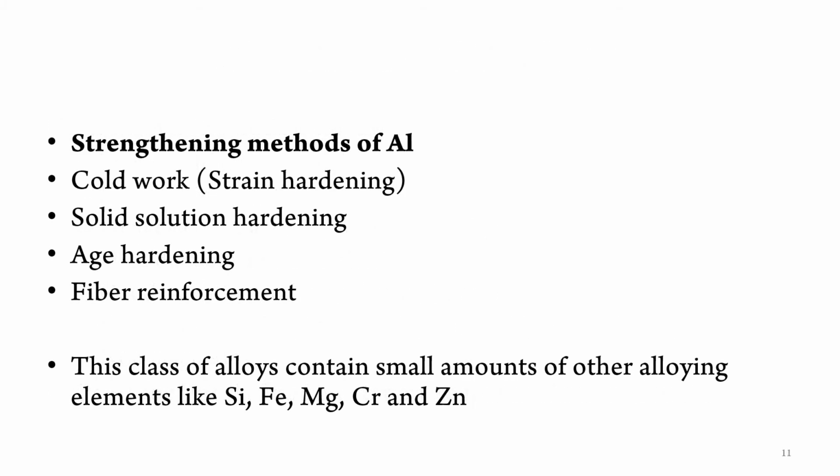So how can we strengthen aluminum? These are the strengthening methods of aluminum. All these methods we have studied earlier. It's cold working or strain hardening, solid solution hardening, age hardening and fiber reinforcement. Also by alloying it can be done. This class of alloys contains small amounts of other alloying elements like silicon, iron, magnesium, chromium and zinc.